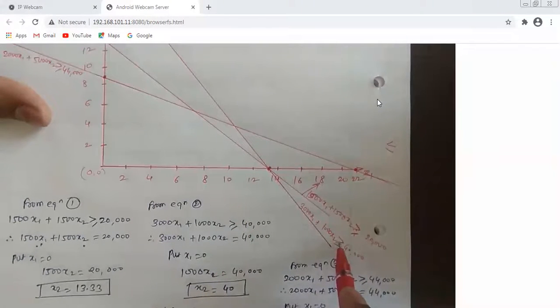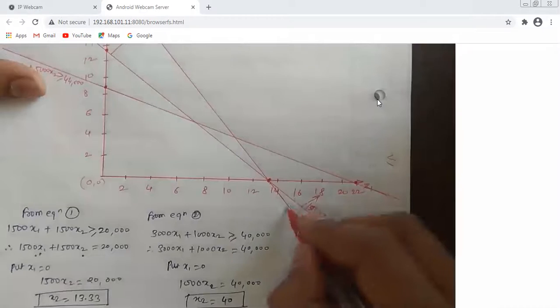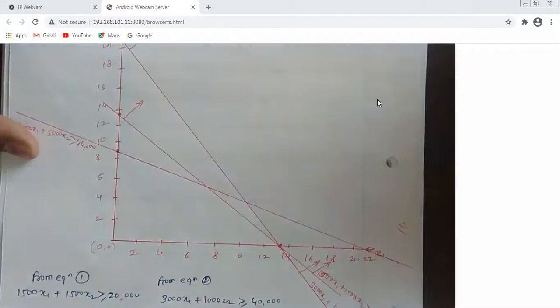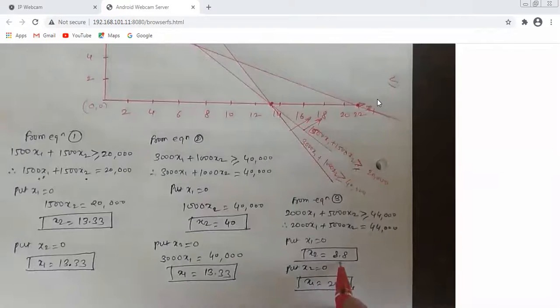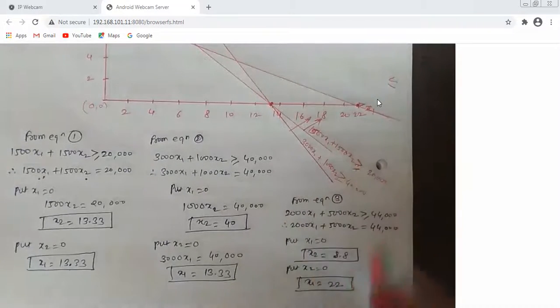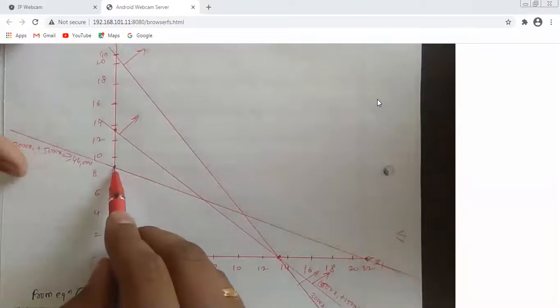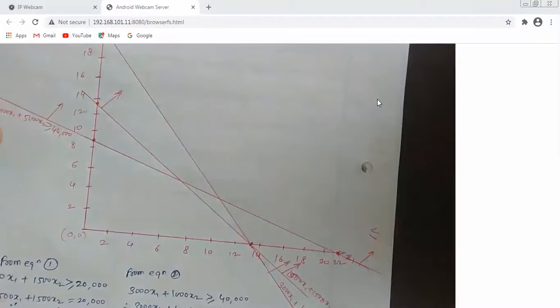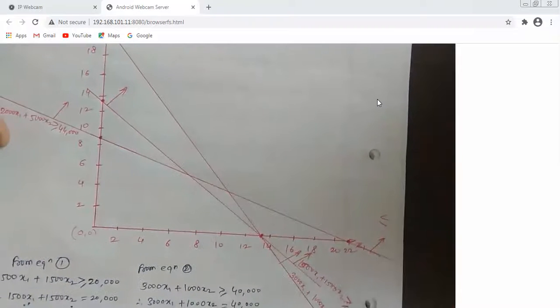So again the symbol we are getting is greater than or equal to, means what? Our solution is away from the origin, means in this direction and in this direction. Now from equation number 3, see x1 is 22, x2 is 8.8. Again the symbol is greater than or equal to, means what? The x1 is either 22 or greater than 22. Similarly x2 is either 8.8 or greater than 8.8. So again we can say that our solution is away from the origin. Now we have to find the common area.